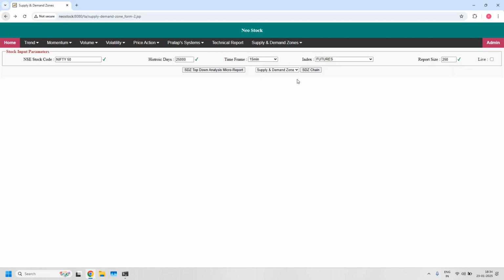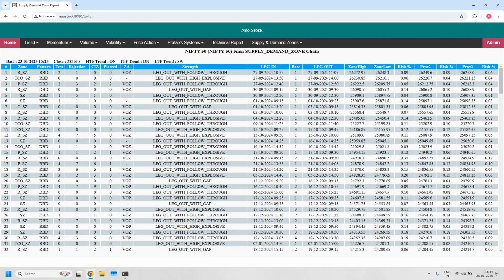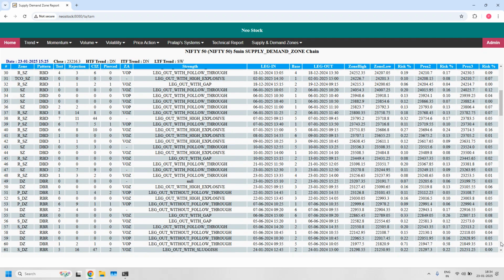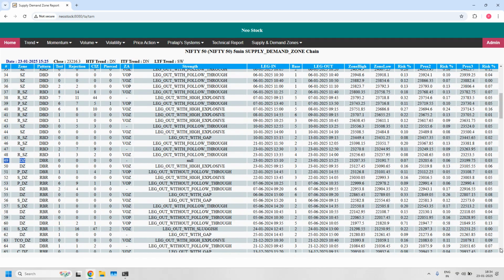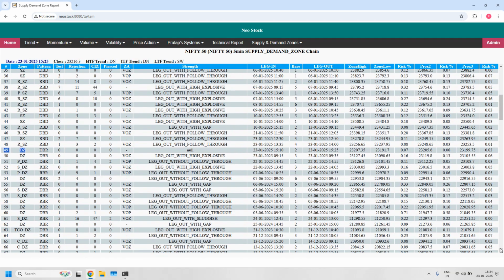Okay, next, generating 5 minutes supply demand zone chain for NIFTY. All these are all supply zones. I am scrolling the list down. So 49, this is the nearest demand zone. 48 is the nearest supply zone to the current closing price. So let me scroll the list down. Let me adjust in the center. Okay. So this is about NIFTY supply demand zone chain.